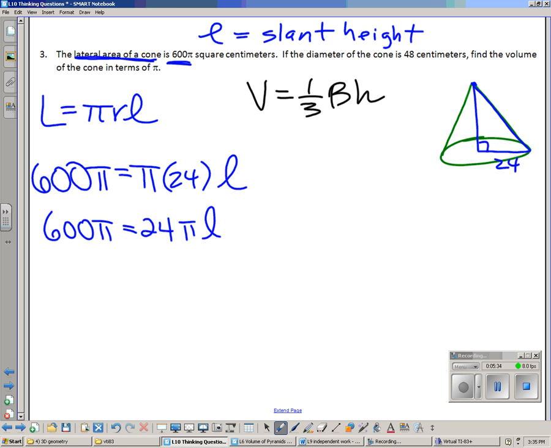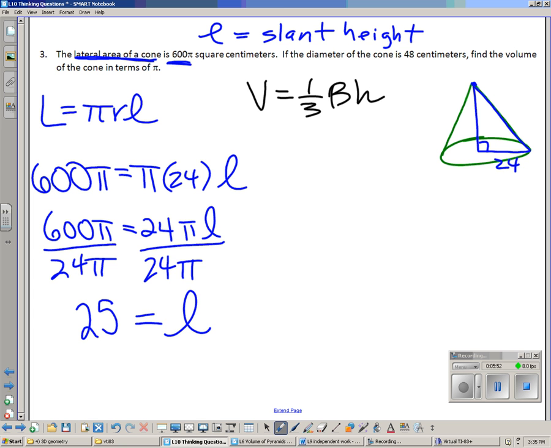And now this equation, if we solved it for the letter that's there, that would be the slant height. So we're going to do that. We're going to divide by 24 pi on both sides. And so now L is equal to 600 pi divided by 24 pi, and this turns out to be 25. So script L is 25. Okay. And notice that goes on the slanty part of the cone because it is the slant height.